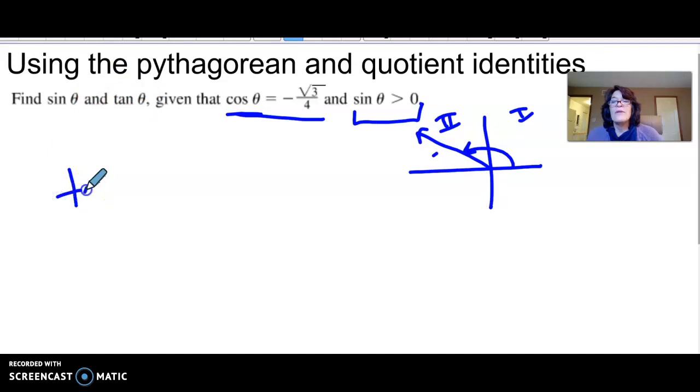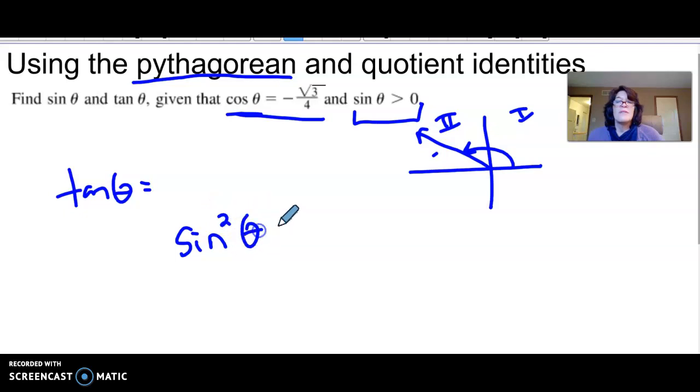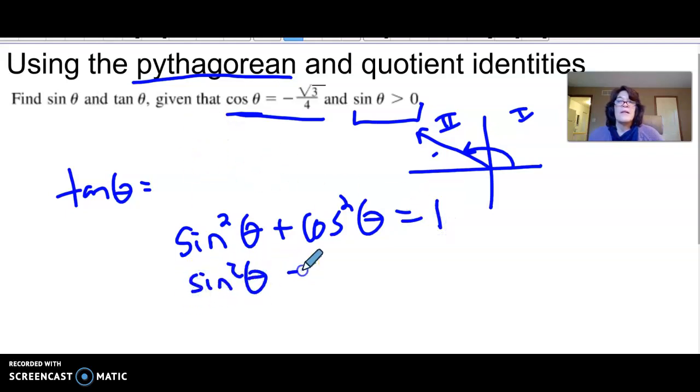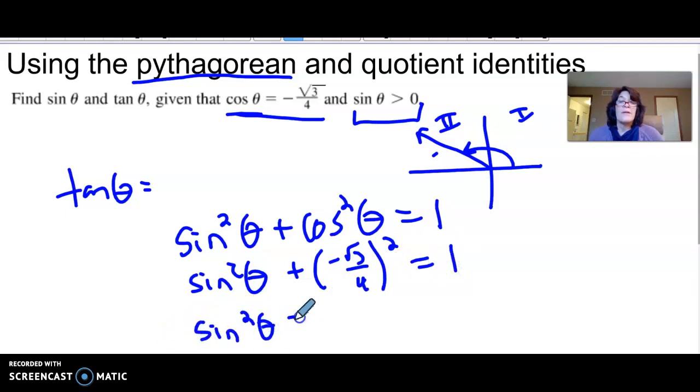All right, I already know that the tangent is sine over cosine. Well, I don't know what sine is yet. They told me to use a Pythagorean identity. I know that sine squared plus cosine squared equals 1. So that means that sine squared plus negative square root of 3 over 4 squared equals 1. Now squaring this will give me a positive, right? Square root of 3 squared is 3. 4 squared is 16.